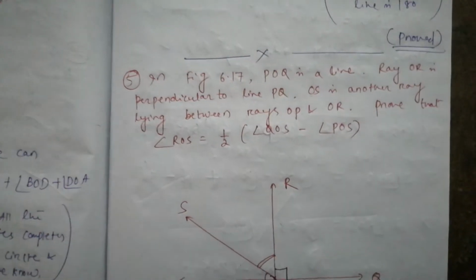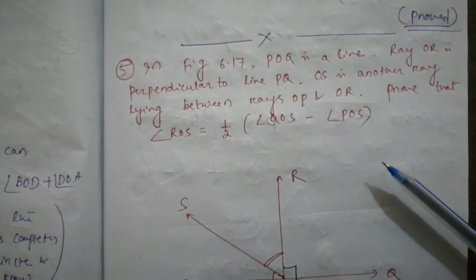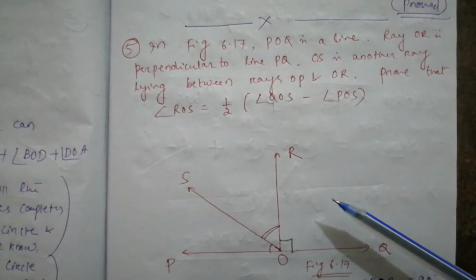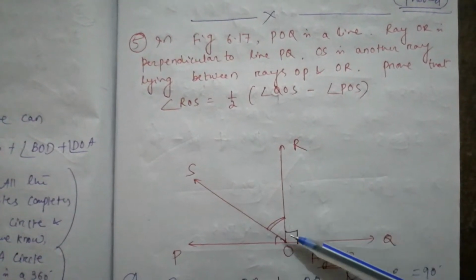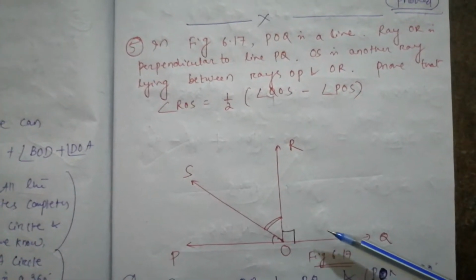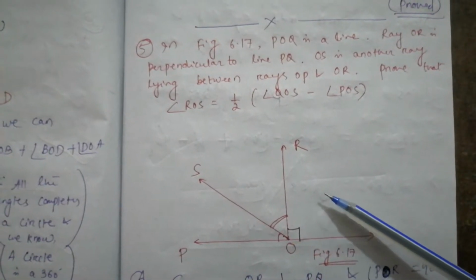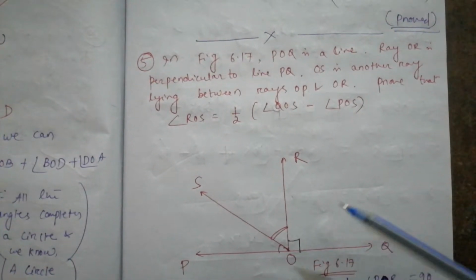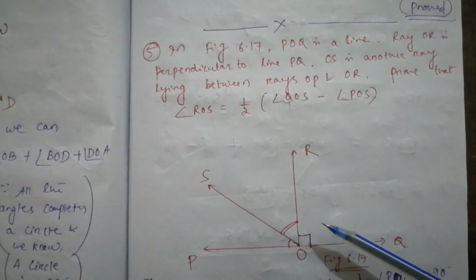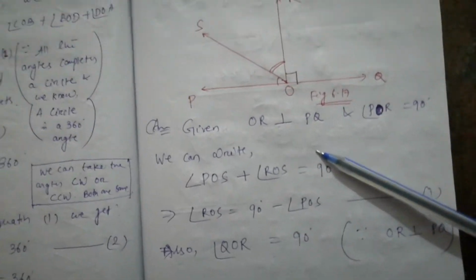question number 5. Question number 5 says, in figure 6.17, POQ is a line. Ray OR is perpendicular to line PQ. OS is another ray lying between rays OP and OR. Okay. Prove that angle ROS equal to half of the difference between angle QOS and angle POS. Fine. Okay. Let us proceed with the solution.